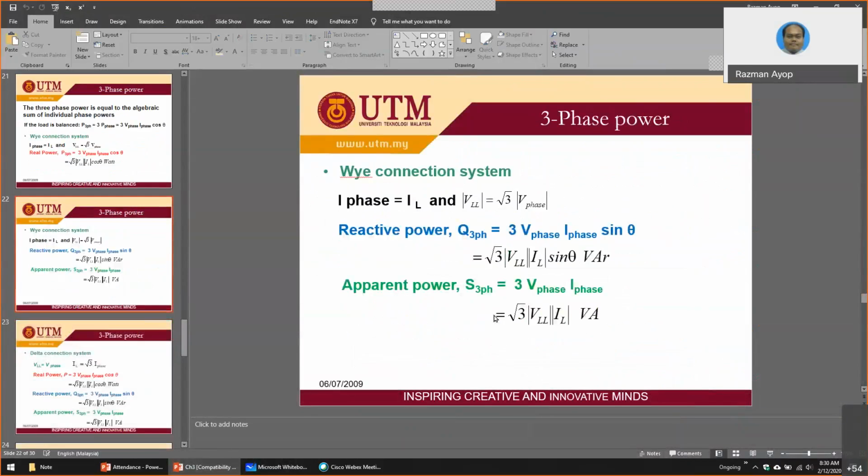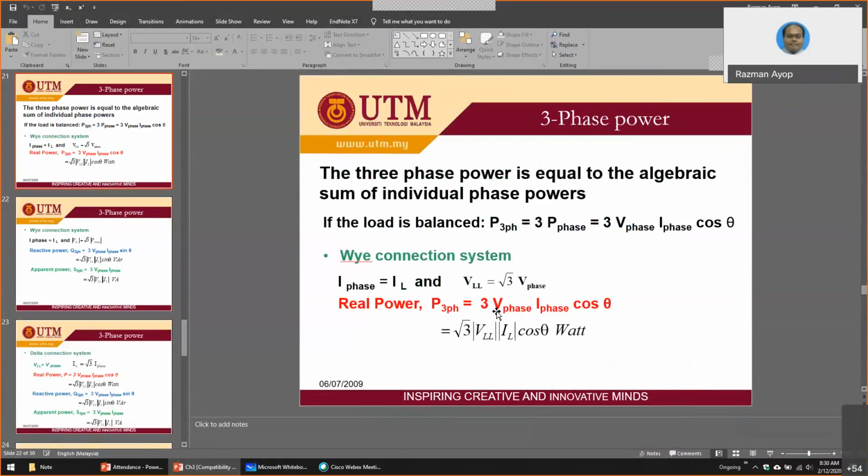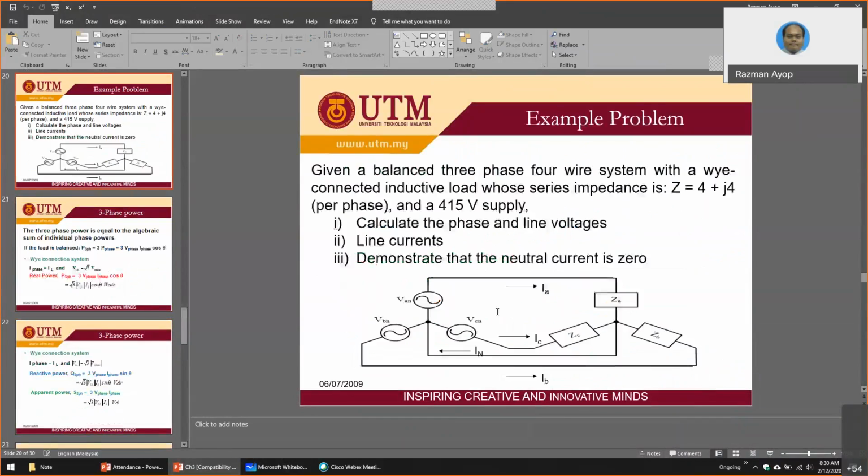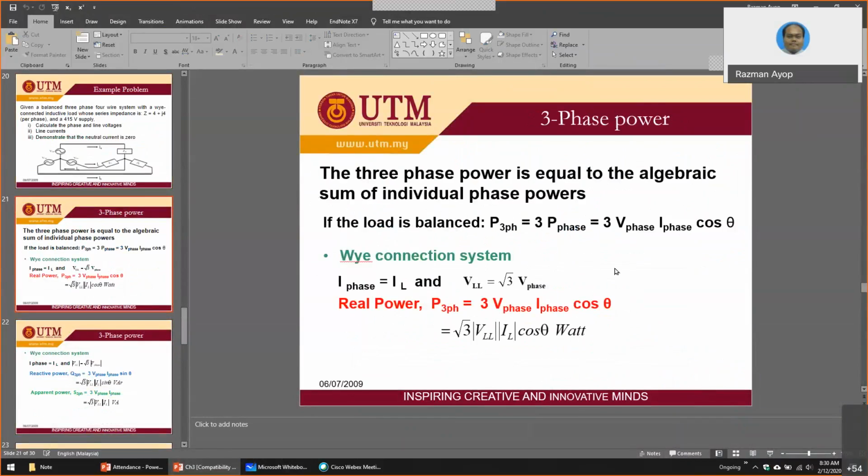Now it is power. For power, I will teach you next week. But next week is study week, right? Mid-sem.